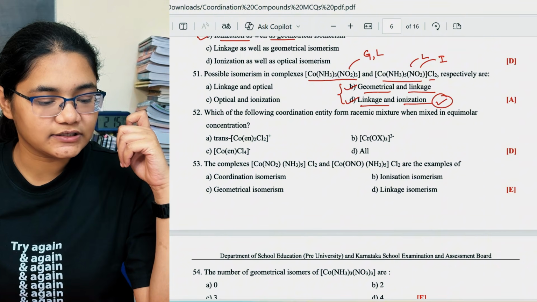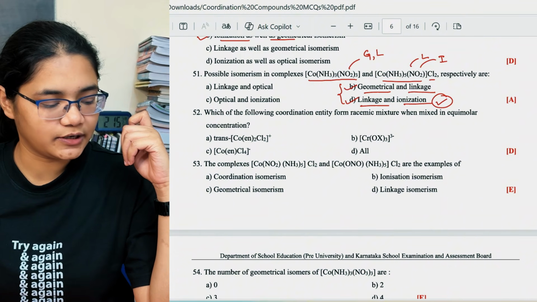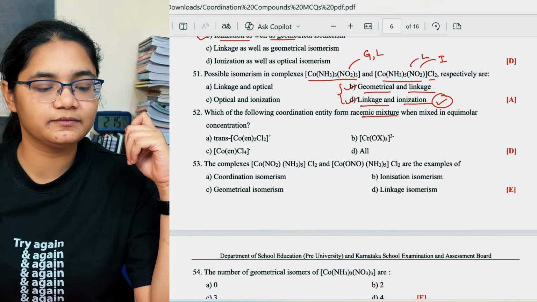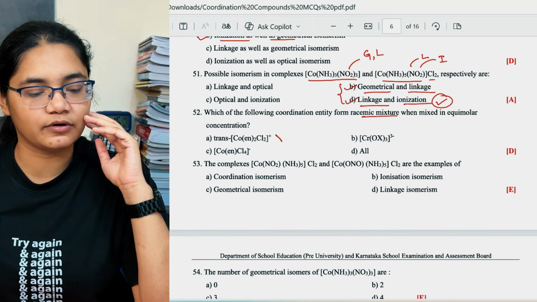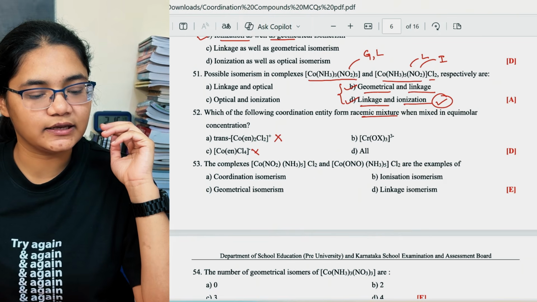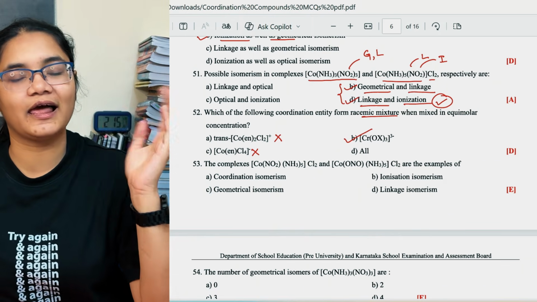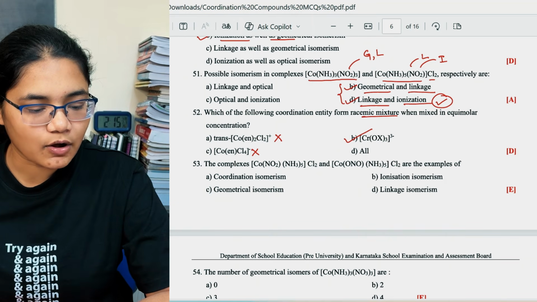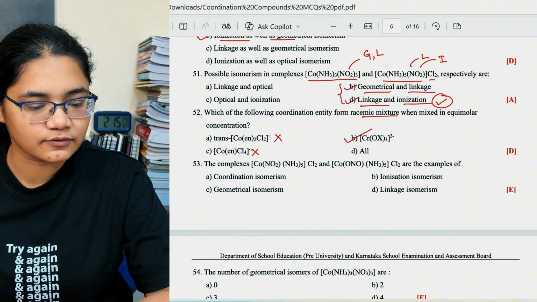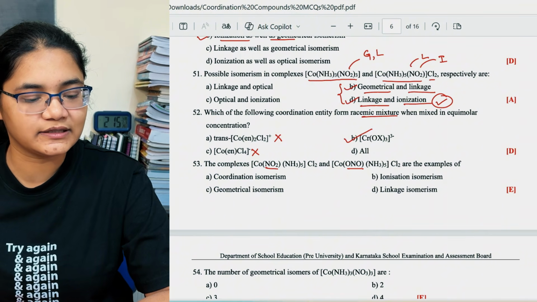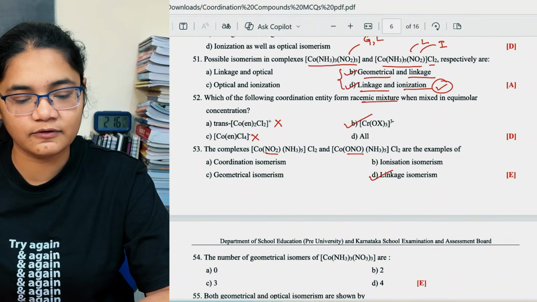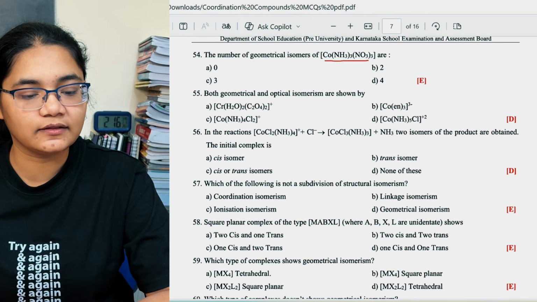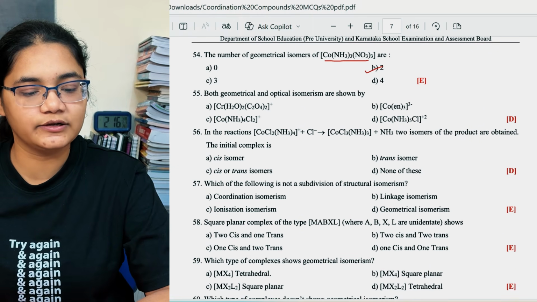Next, 52, which of the following coordination entities will have a racemic mixture? A racemic mixture means it should have optical isomerism, so trans will not form, and the one with en is not there, this one will form, it will have the two enantiomers dextro and levo. Next, the complex given here are examples of, so here NO2 is there and here ONO is there, so it is a linkage isomerism example, 53. Next, the number of geometrical isomers of MA3B3 type: it has facial and meridional, so option number 2.